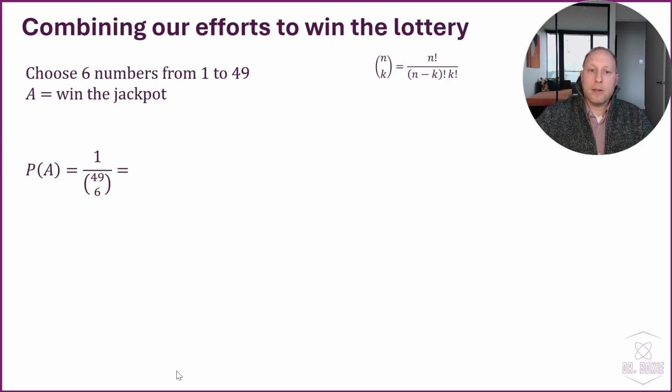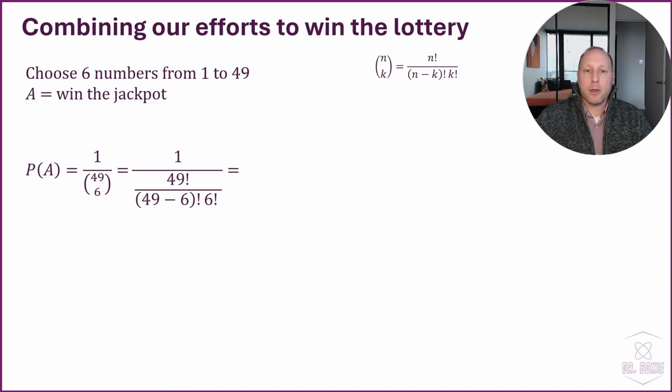Well, it is in the numerator the number of ways you can win, but there's only one way to win, namely circle the 6 correct numbers. And in the denominator, it's the total number of possible choices you have, which is a combination of k out of n, so 6 out of 49. So that is equal to 1 divided by 49 factorial over 49 minus 6 factorial times 6 factorial. And if you calculate this, what you find is that it is approximately equal to 1 over almost 14 million, which is a tiny, tiny number. And that may be part of the reason why very few mathematicians play the lottery.